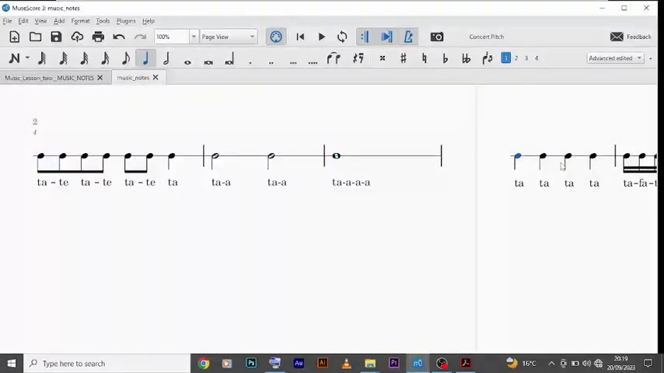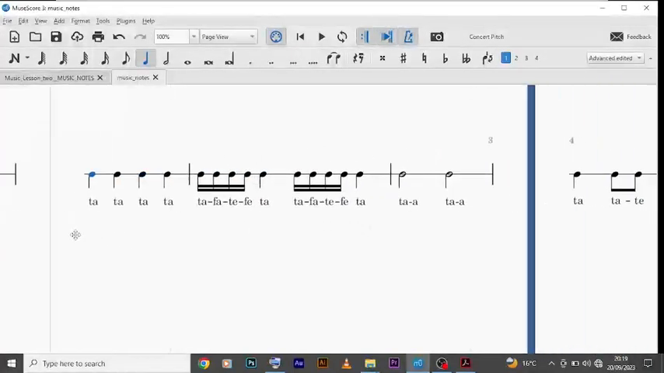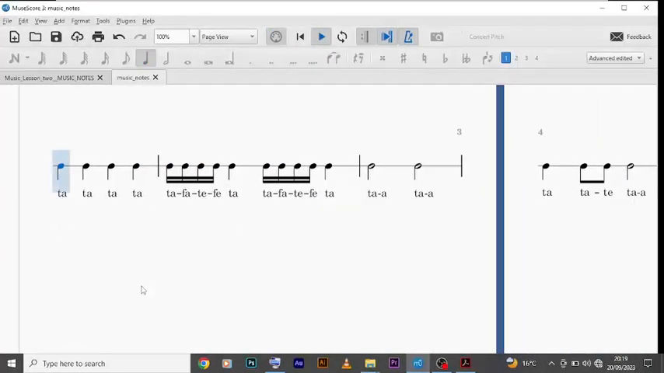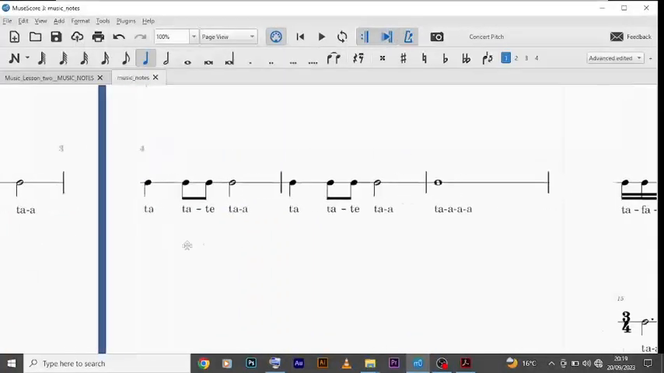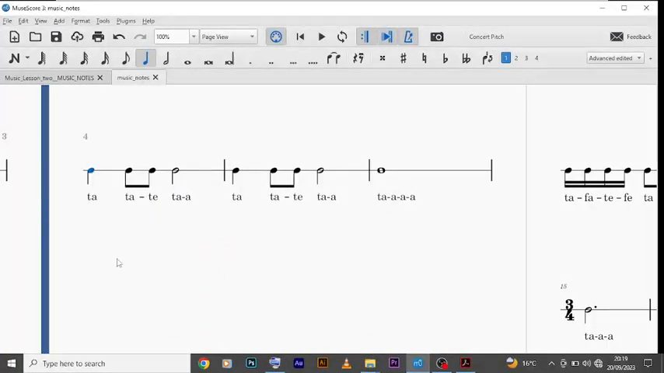We try this one. What will it be? Ta, ta, ta, ta, tafatefe ta, tafatefe ta, ta, ta. Let us try again together. 1, 2, 3, we go. Ta, ta, ta, ta, tafatefe ta, tafatefe ta, ta, ta. That is another example.